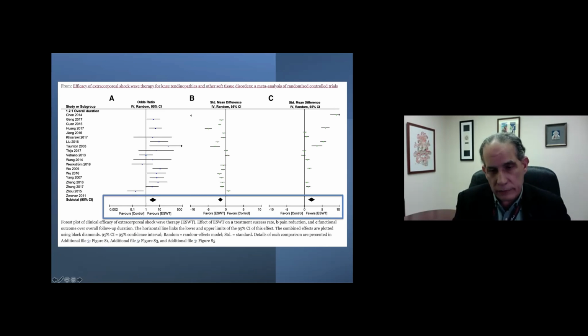And again, overwhelmingly, the evidence shows a positive effect of shockwave therapy. So I think the conclusion really is that the evidence at this point in time, supported by meta-analysis of randomized controlled trials, is favorable, and that shockwave therapy should be used in tendinopathies.